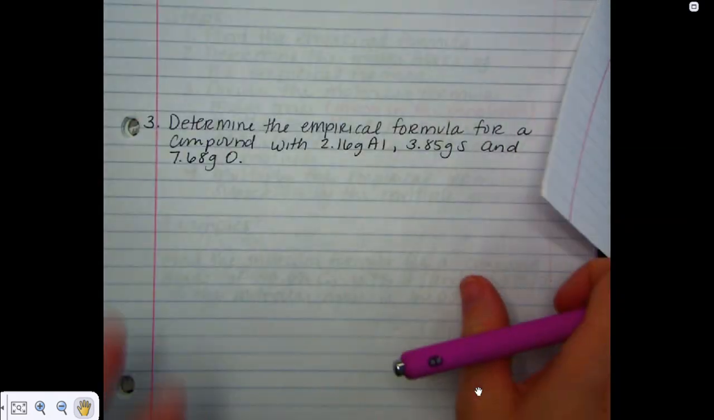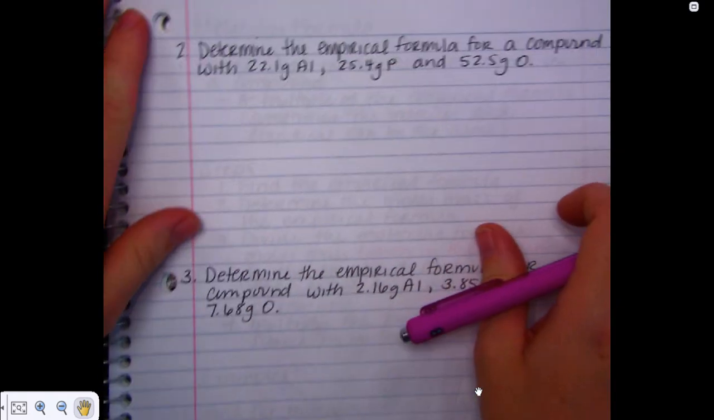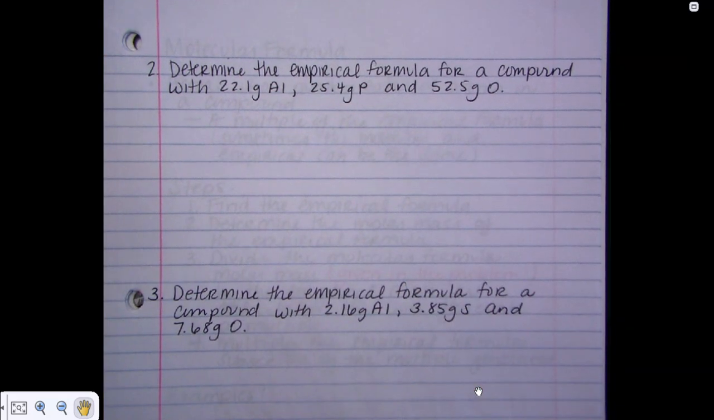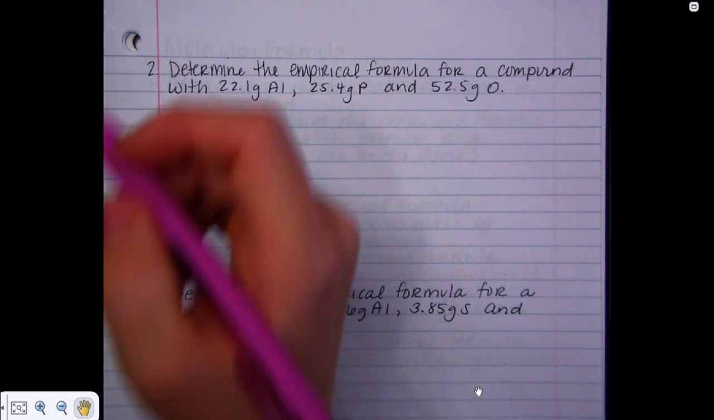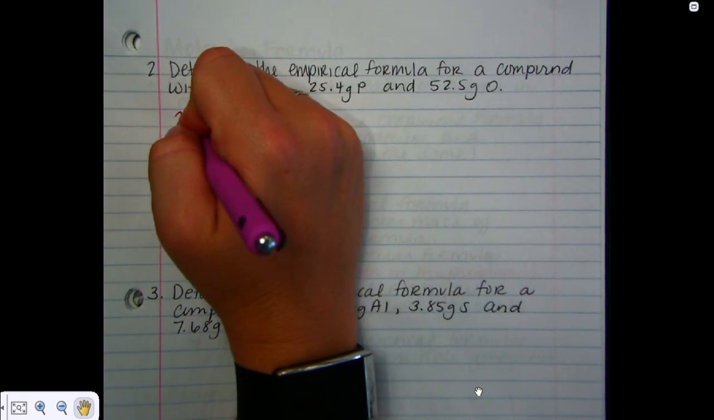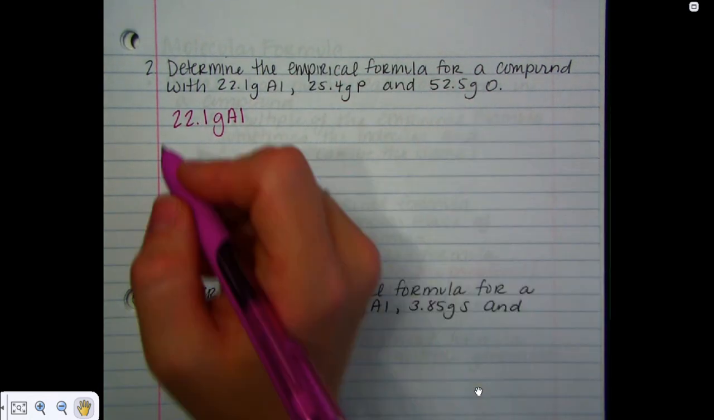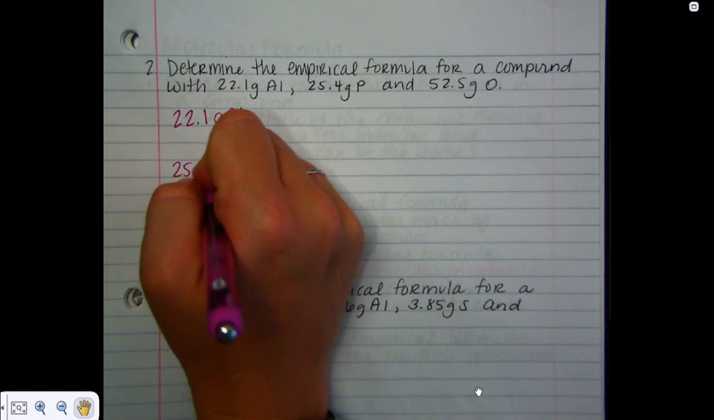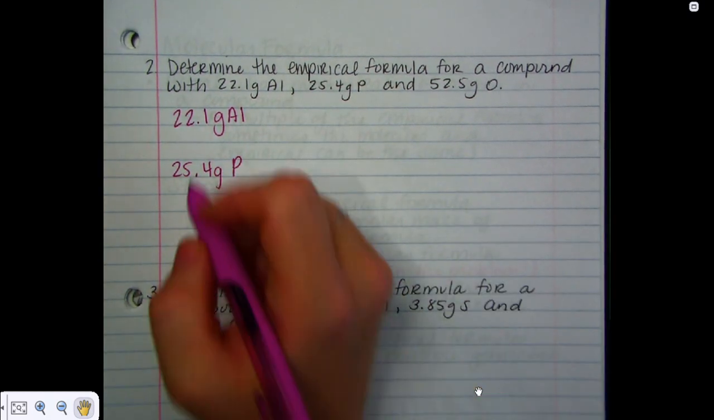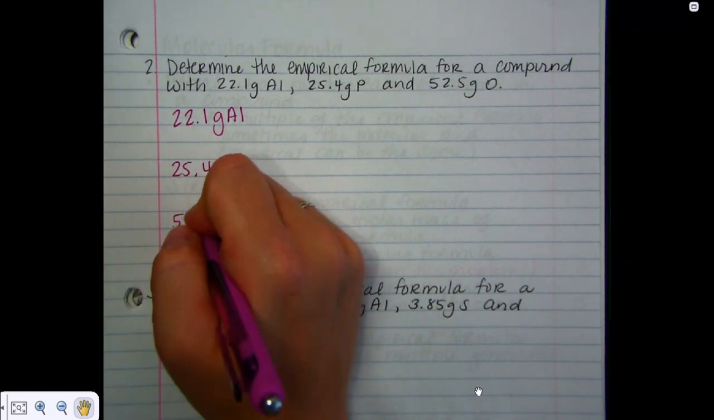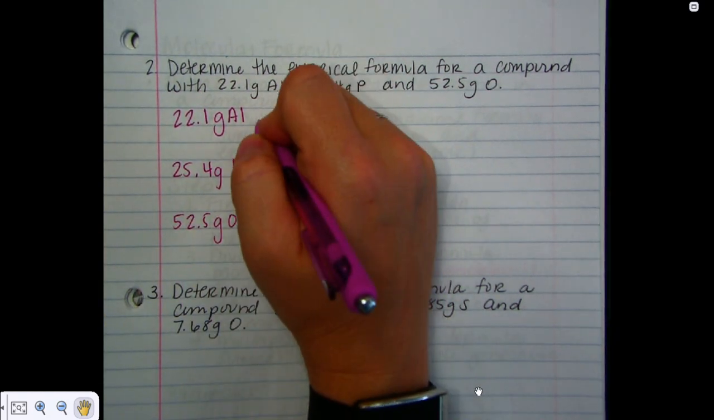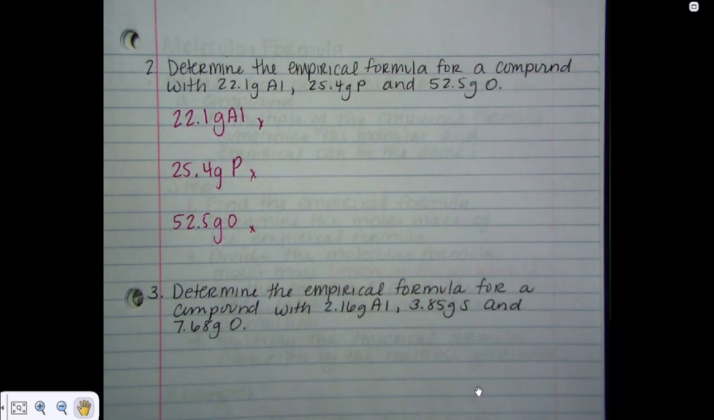So we're going to just do the same thing in terms of our steps. Determine the empirical formula for a compound with 22.1 grams of aluminum, 25.4 grams of phosphorus, and 52.5 grams of oxygen. So we don't have percent this time. So we're just going to use these numbers of grams. And the first step this time will be going to moles. So 22.1 grams of aluminum, 25.4 grams of phosphorus, and 52.5 grams of oxygen.